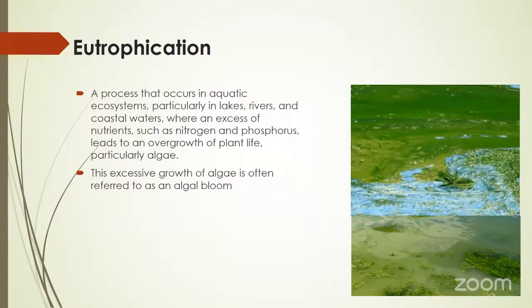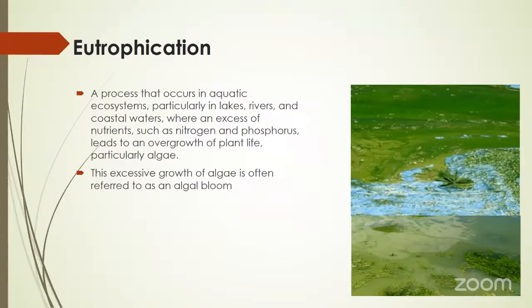We are looking at the negative impacts of microorganisms in the aquatic environment. We have talked about their positive roles, nutrient cycling, and all that. So we looked at the negative role of microorganisms in aquatic environments, in water, and we saw how they can cause waterborne diseases. And then eutrophication is another one. A process that occurs in aquatic ecosystems, particularly lakes, rivers, and coastal waters, where an excess of nutrients such as nitrogen and phosphorus leads to overgrowth of plant life, like algae, which we call algal bloom.